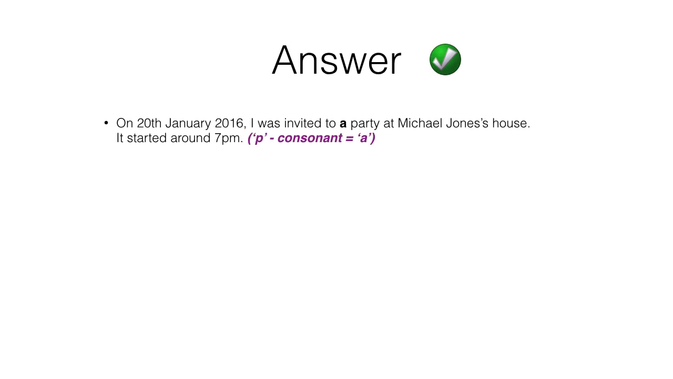On the 20th of January 2016, I was invited to a party at Michael Jones's house. It started around 7 p.m. So we use the article a because P in party is a consonant. I was half an hour late. Here there is an exception. Hour sounds like ow, so we use the article an and not a.